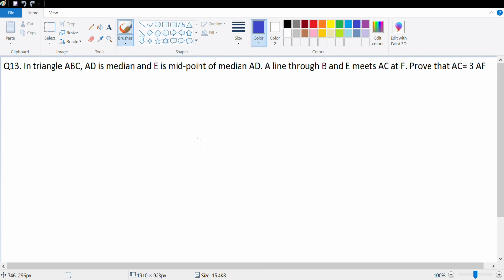Hi guys, let's look at the next question. Next question is question number 13. Now there's a big hint given in your question in any case, but let's still solve the question. In a triangle ABC, AD is the median and E is midpoint.